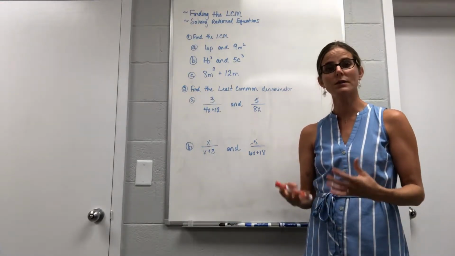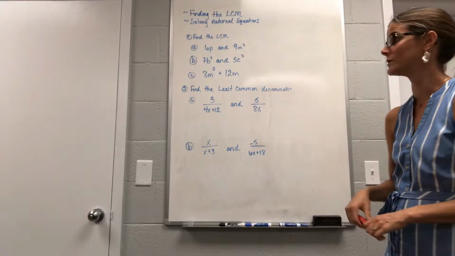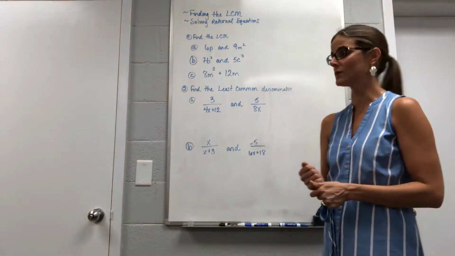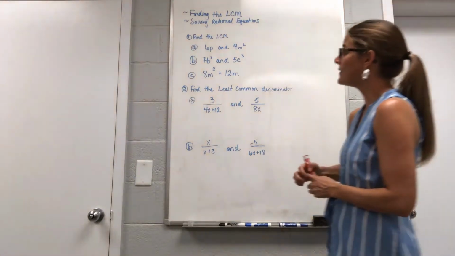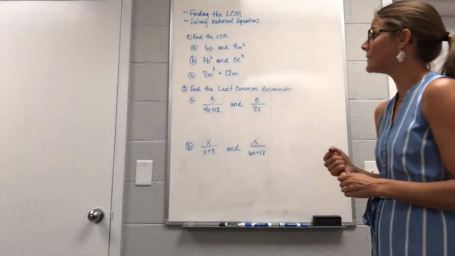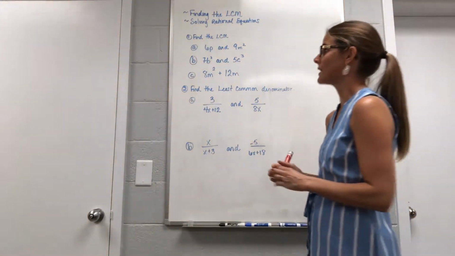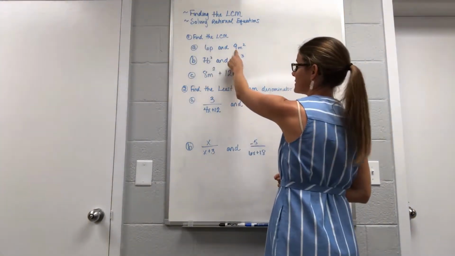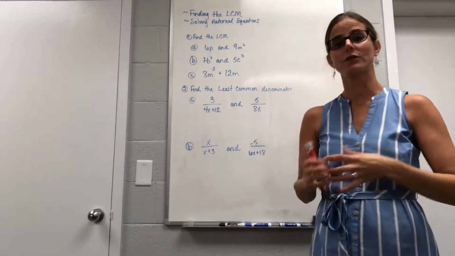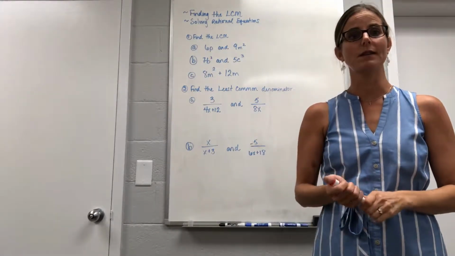So it's the smallest value that is a multiple of both of those, or in some cases you might be asked to find the LCM of three different things. In this case I have two terms here, 6p and 9m squared. So I want to find the least common multiple of these. I'm going to treat the coefficients separately from the variables. So I'm going to think about 6 and 9 first. What is the least common multiple of 6 and 9?